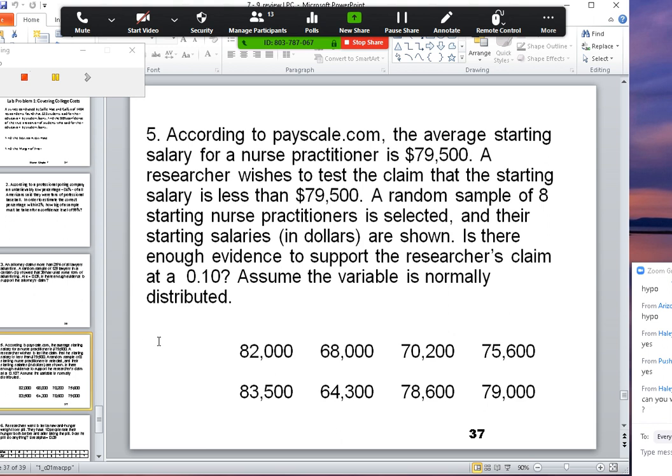Okay, no worries. All right, so then we're going to jump to problem 5 next and do this one. So everybody go ahead and take a few minutes and work on this problem.